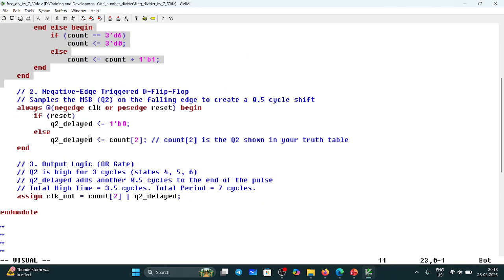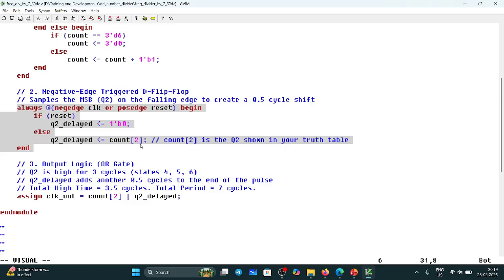Next I need to design the negative edge trigger D flip flop. So always at negedge of clock or posedge of reset begin. If reset equals 1, Q2_delayed I am making 0. Otherwise Q2_delayed is non-blocking assigned with count[2].